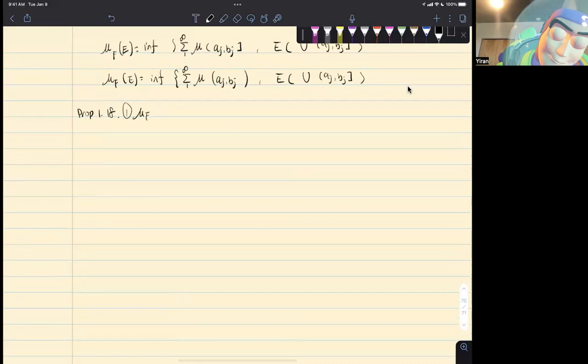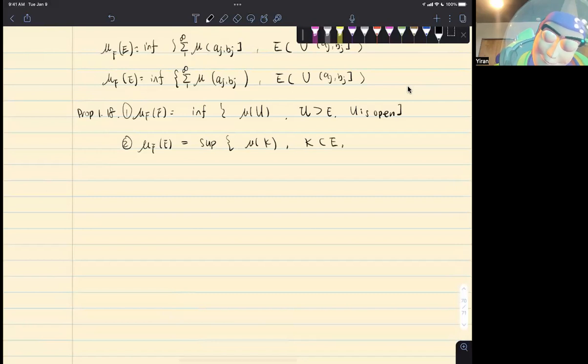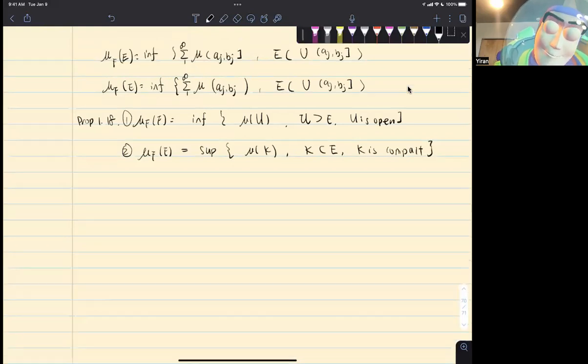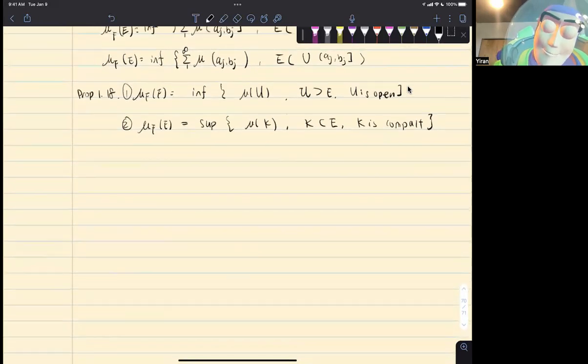The first claim is that mu of E is equal to the infimum of mu of U, where U is an open set that contains E. The second claim is that mu of E is equal to the supremum of mu of K, where K is a compact subset of E. So you can use half-open intervals to approximate the Lebesgue-Stieltjes measure of E, or you can use open intervals. And here you can use an open set, and here you can use a compact set.